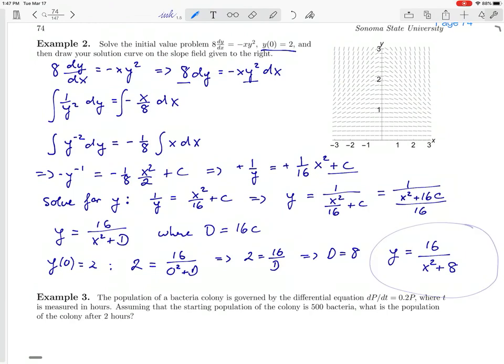We were also asked to draw what this function would look like in our slope field, and our initial condition again was y(0) = 2. So x equals 0, y is equal to 2. We have to go through that point, and if I follow the slopes carefully, I get something like this. Doesn't look that great, but you can do it more carefully on your copy.